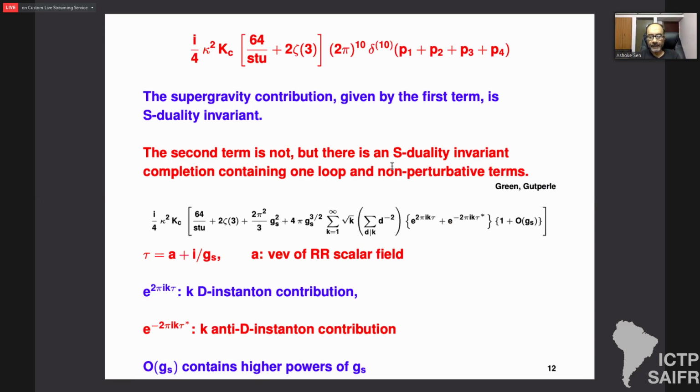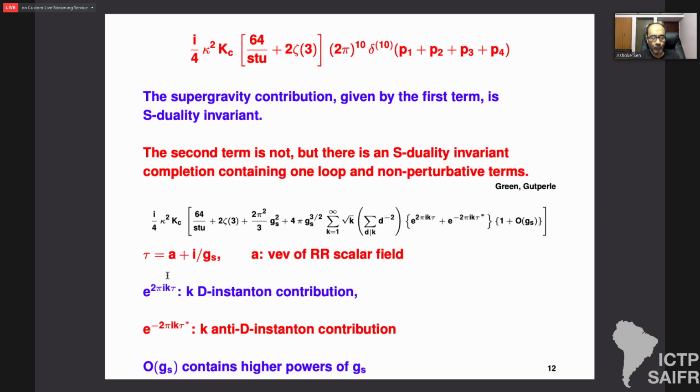So they wrote it in terms of non-holomorphic Eisenstein series. But what I have done here is to give the weak coupling expansion of this whole function. So the leading term is 2 zeta 3, that's this one. This is the one loop term. And then it contains a series of non-perturbative terms, which look quite complicated.